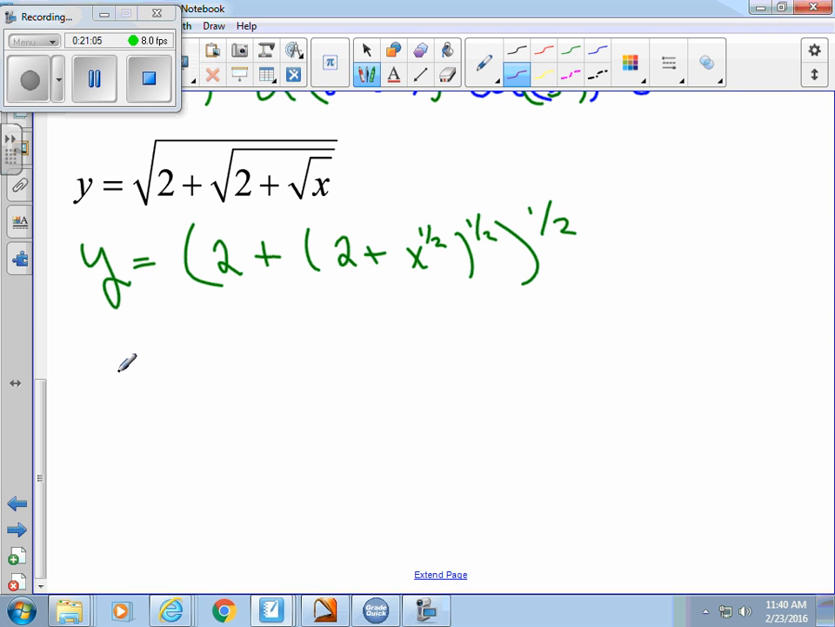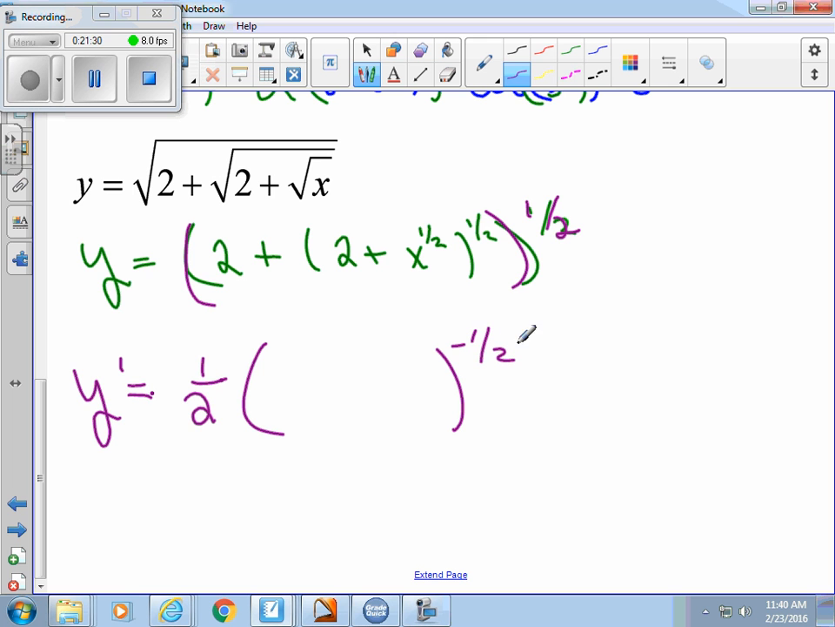Okay, any questions about how I got the rewrite? It's got a lot going, doesn't it? Yeah. Okay, but what am I going to do first? Who's the one after the front? The outside most function, right? So I get 1/2. Leave the inside alone to the negative 1/2, correct? The inside was 2 plus x to the 1/2, to the 1/2. Chain rule.